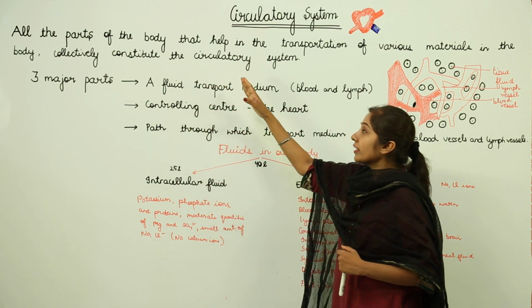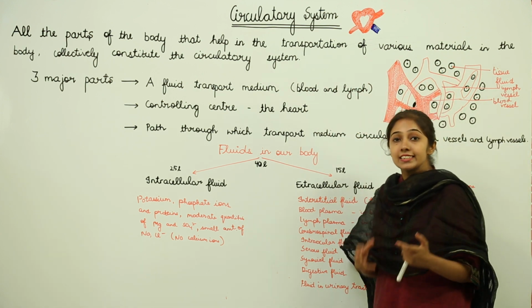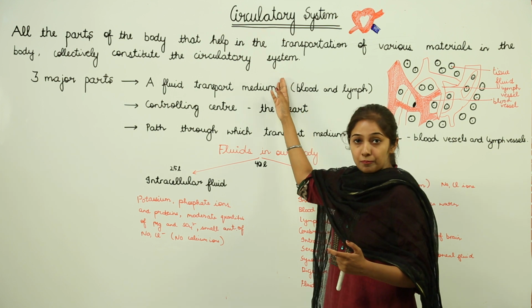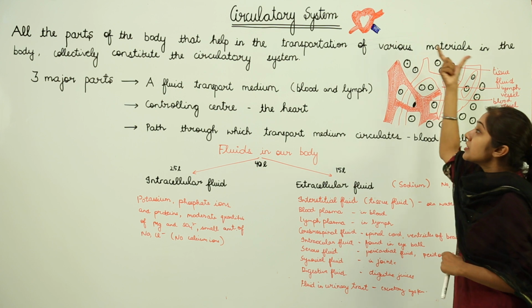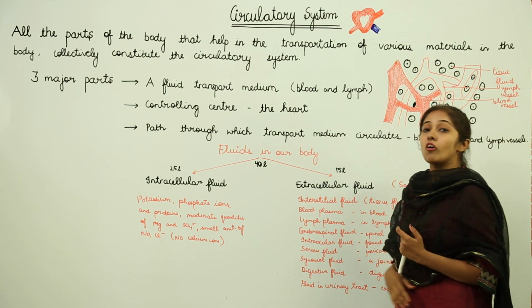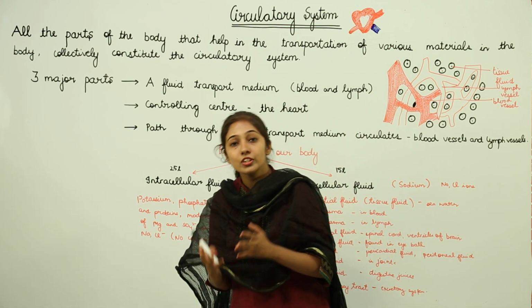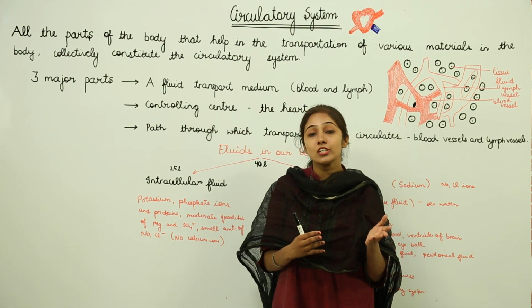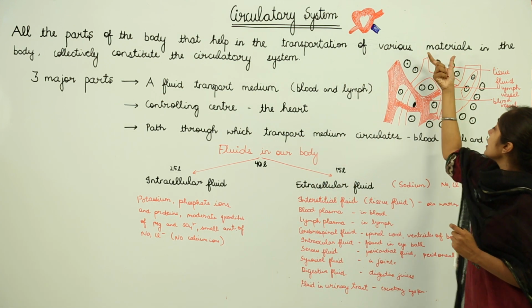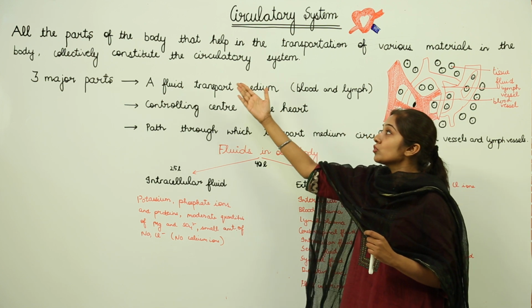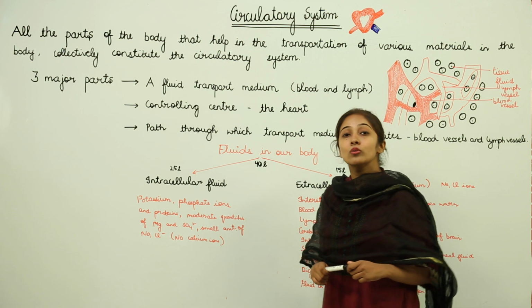All the parts of the body that help in the transportation of various materials in the body collectively constitute the circulatory system. This can be in terms of the transportation of the absorbed food, the nutrients, right. It can also be related to the exchange of materials. So, the transportation of various materials in the body collectively constitutes what? The circulatory system. So, there are three major parts of your circulatory system.